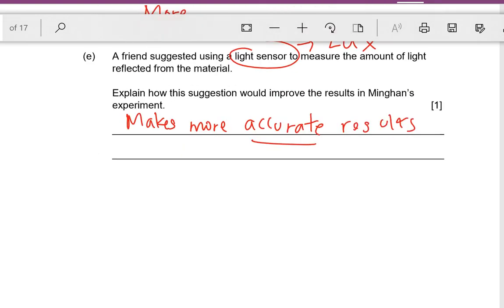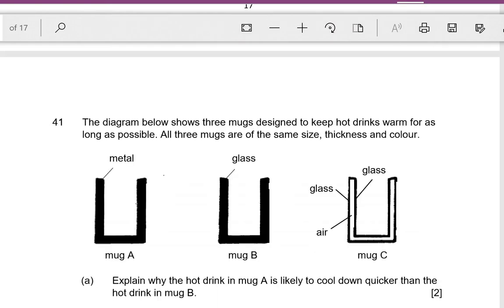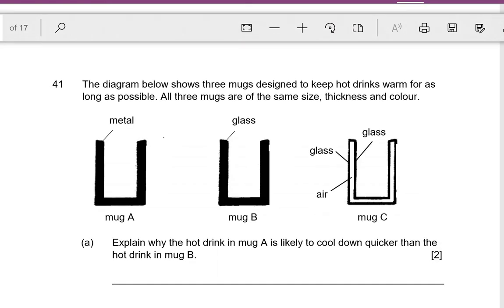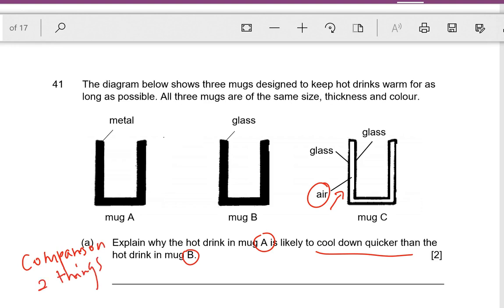Okay, now last question, question 41. You have got a metal, you have got a glass, and hey, you have got an air. So it seems like this question is going to test out our poor conductor of heat again, right? So why is it that A is likely going to cool down quicker than B? Now you are comparing with how many things here? Comparison question. Now two things. So I write this down at the side to remind myself. Two things, what kind of words do I use? Why is it that A is going to cool down faster?